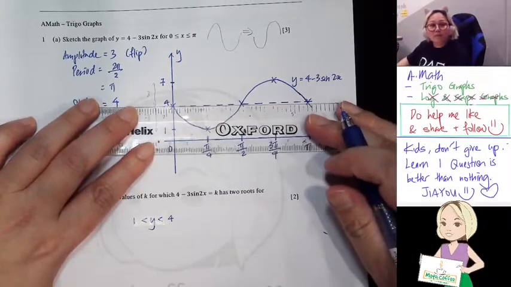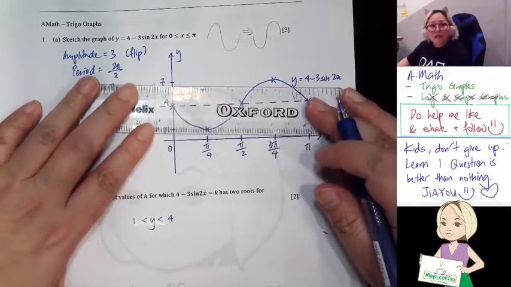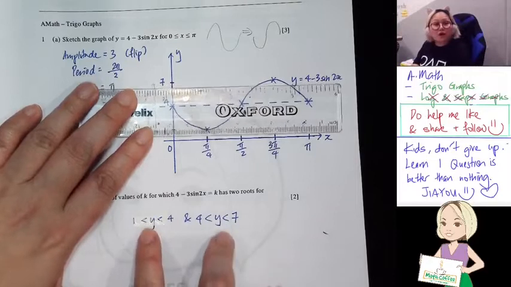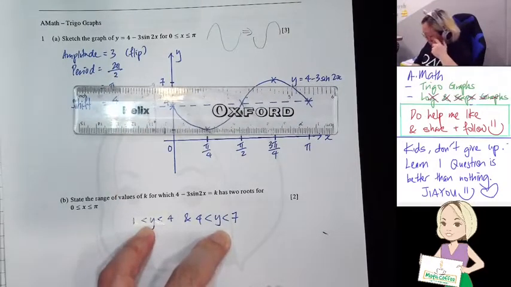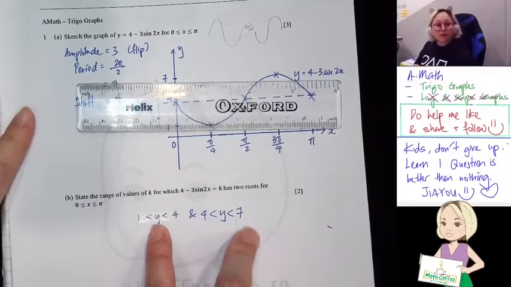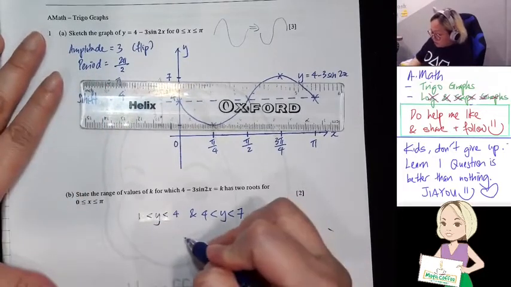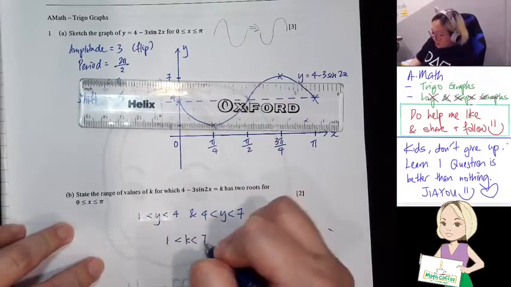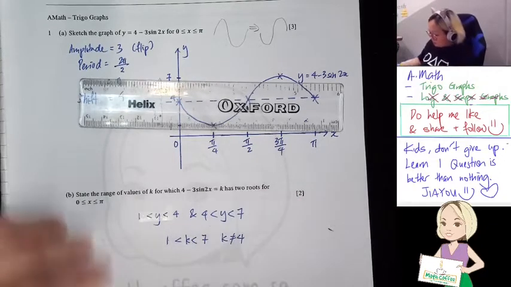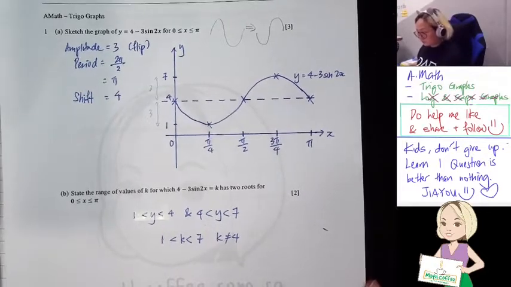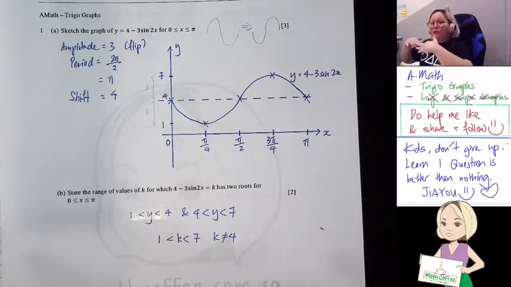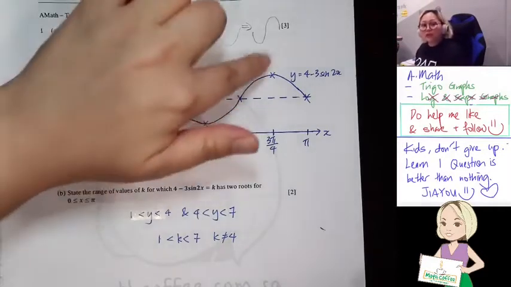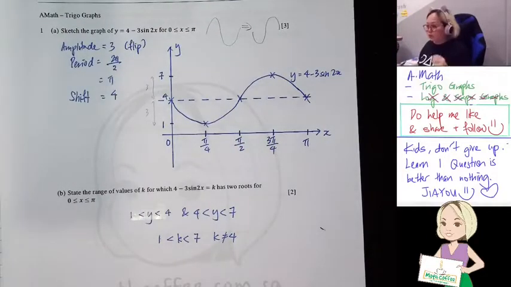Then after that, more than 4 and less than 7 is also acceptable. So these 2 ranges of horizontal line will give us 2 solutions. You understand? You can do it this way, or you can write that your k, because the y is the horizontal line, is between 1 and 7, and then you can say that k cannot be 4. That means when I draw my horizontal line between 1 to 7, only the 4 will give me 3 solutions, the 1 will give me 1 solution, the 7 will give me 1 solution. Anything in between will give me 2 solutions. Understand?